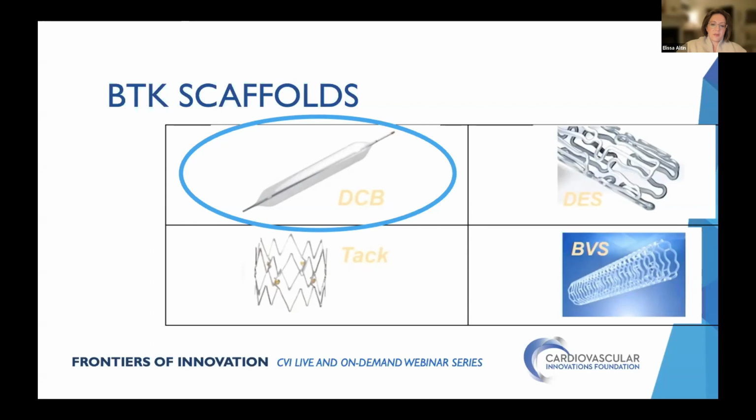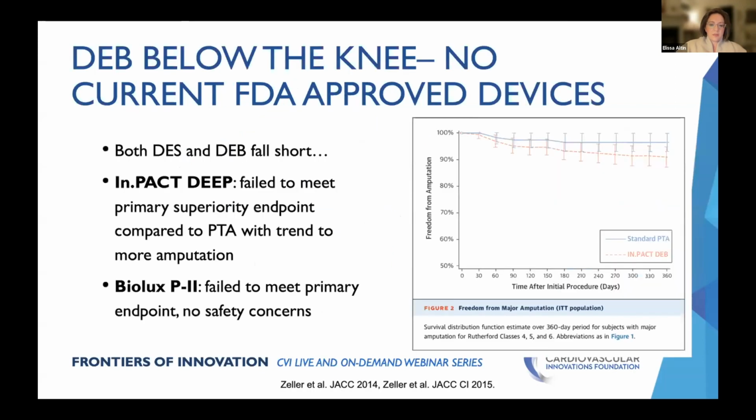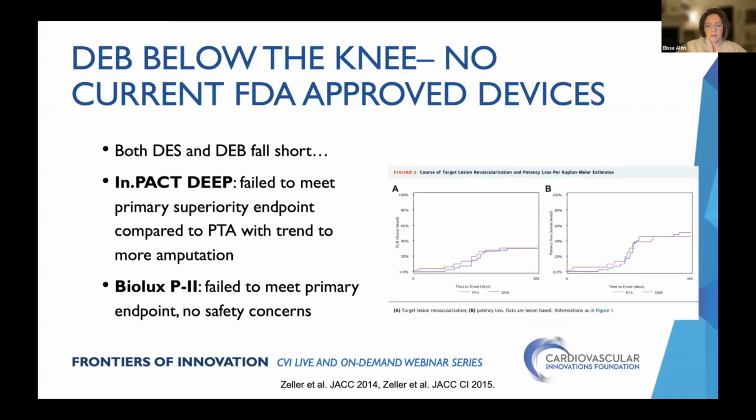The data for DCB, as we know, fall short. So both DES and DEB fall short. From the IMPACT DEEP trial, we know that it failed to meet the primary superiority endpoint compared to balloon angioplasty alone, and there was a numeric trend towards more amputation. In the BioLux P2 study, it did fail to meet the primary endpoint, but there were no safety concerns.